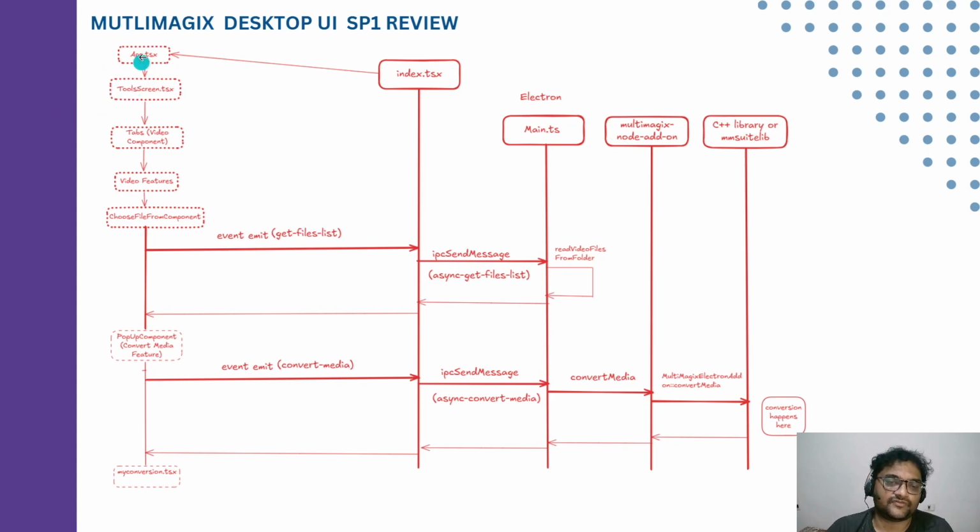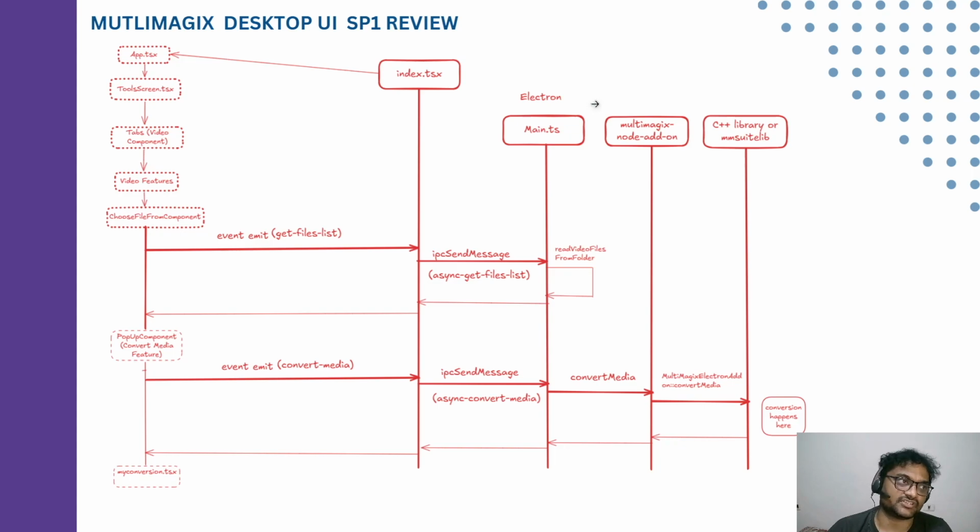Instead of coming directly to the tool screens, you can come to the tool screens with file information, or without file information. If you come with file information, this choose file from component will not load again. If you come without file information, the choose file from component will appear. I didn't show that difference in the flowchart because it is self-explanatory, and if you look at the code it is easy to see, but I just want to give you the basic flow. This is the flowchart for the basic flow.